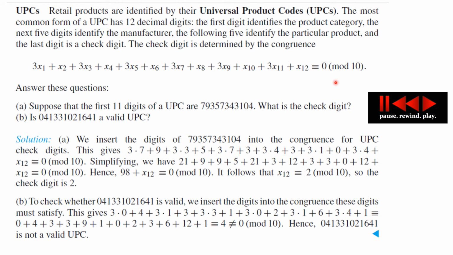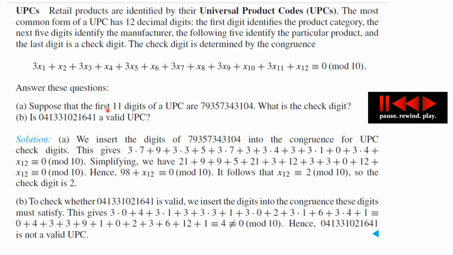So the check digit is determined by this congruence. If it's congruent to 0, that means we think it's correct, and otherwise, if it's not congruent to 0, we think there is an error.